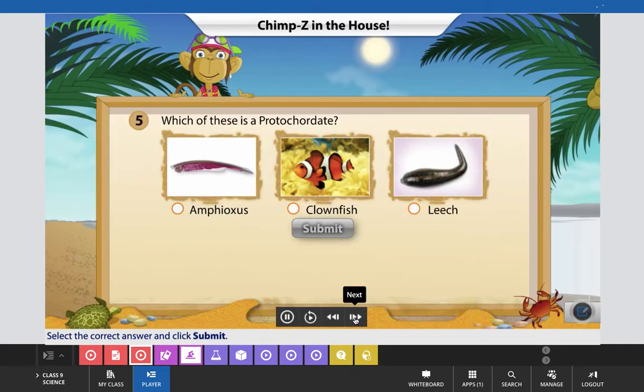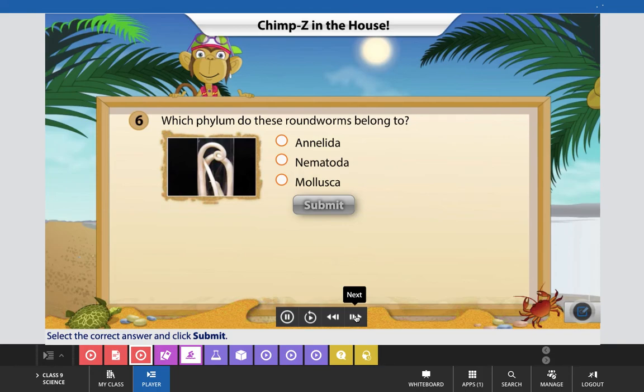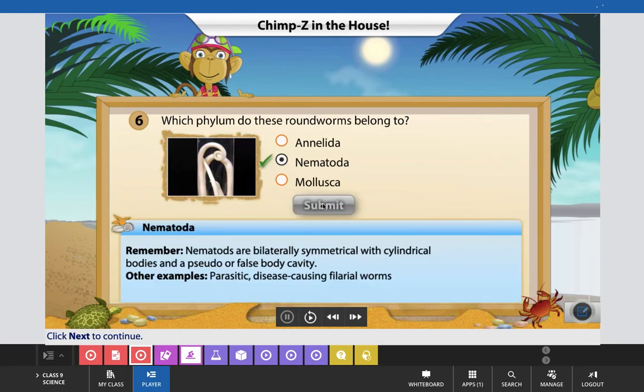Look closely. Which of these is a protochordate? Protochordate means the animals between non-chordates and chordates, and I think Amphioxus is coming in this. Let's check our answer. Right. Amphioxus is a protochordate. Which phylum does this roundworm belong to? These belong to Nematoda phylum. Right. This roundworm belongs to the phylum Nematoda.